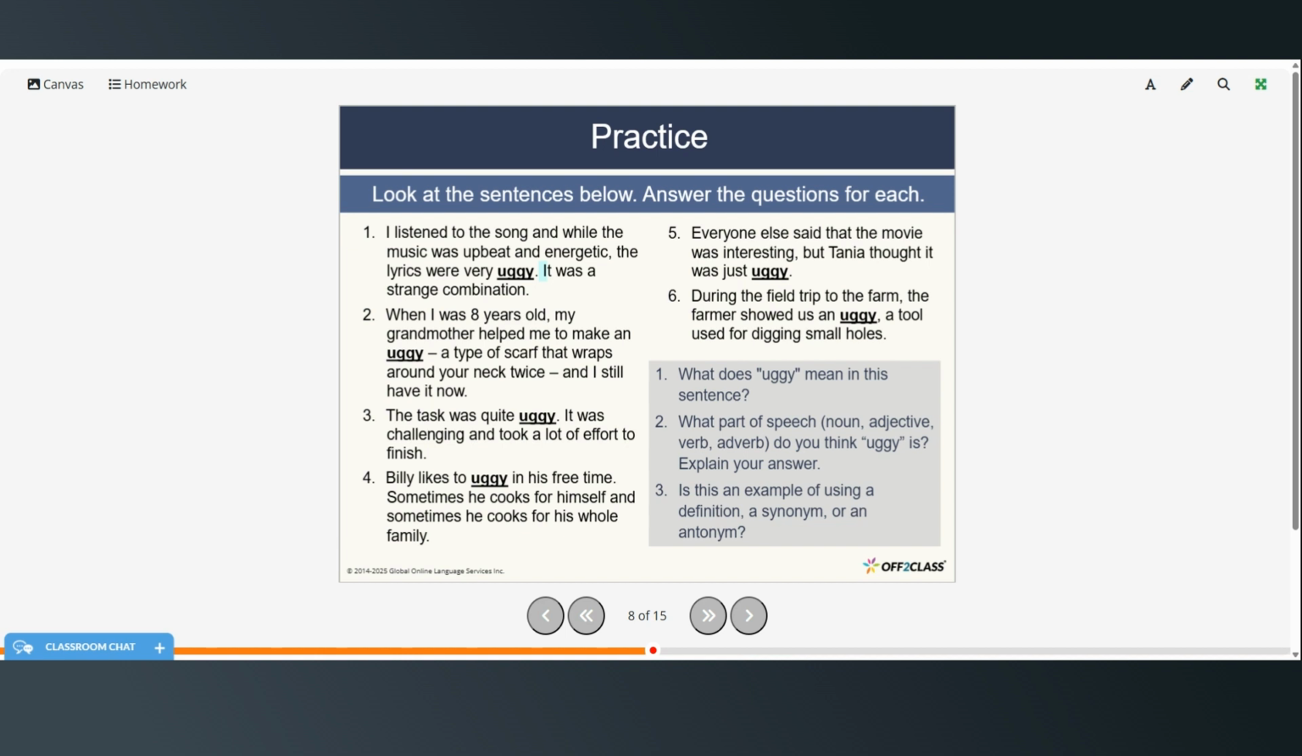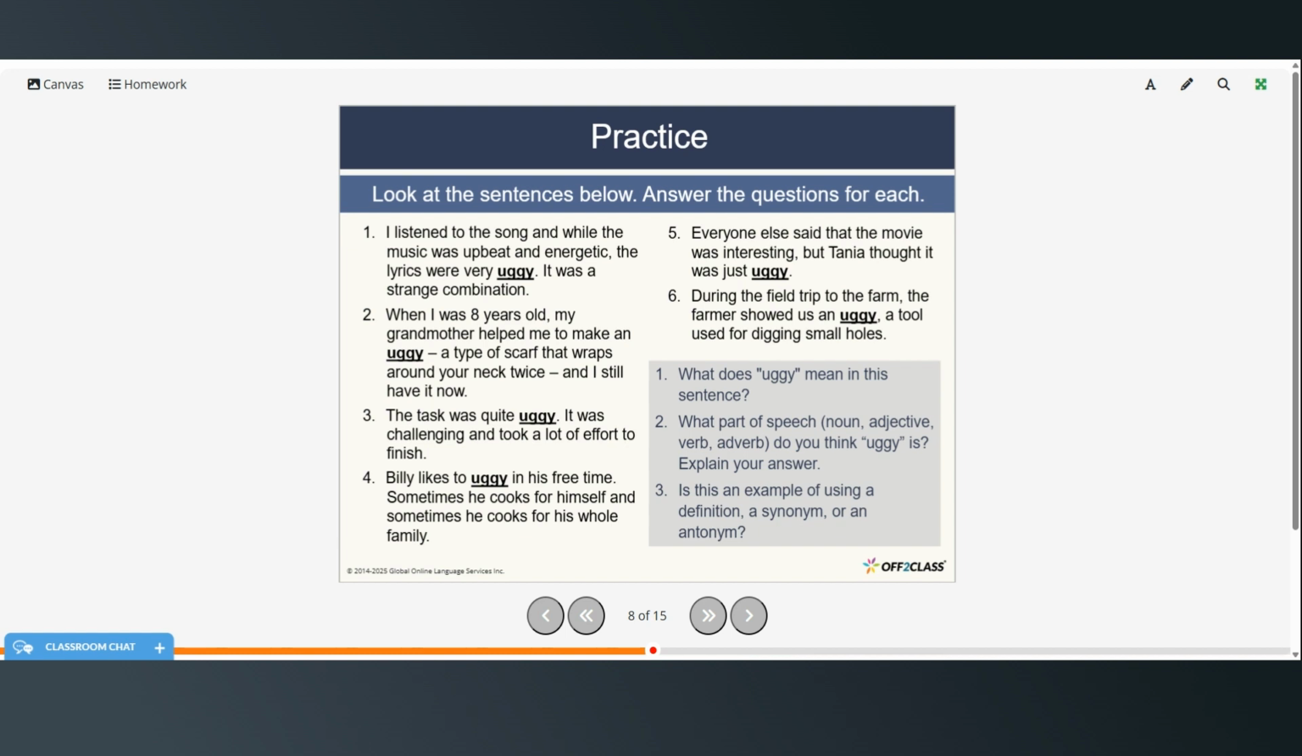Okay, when I was 8 years old, my grandmother helped me to make an uggy, a type of scarf that wraps around your neck twice, and I still have it now. So here, uggy is defined. It's in the sentence. An uggy is a type of scarf that wraps around your neck twice. It's a noun in this sentence, and as we said, the definition is included in the sentence.